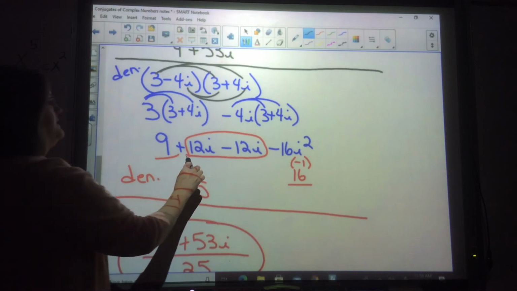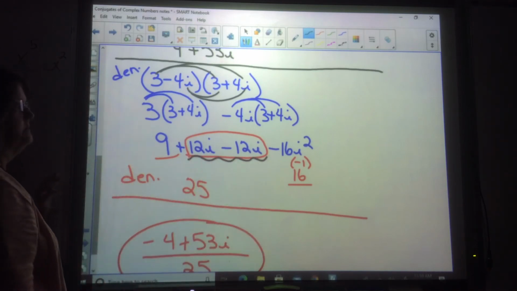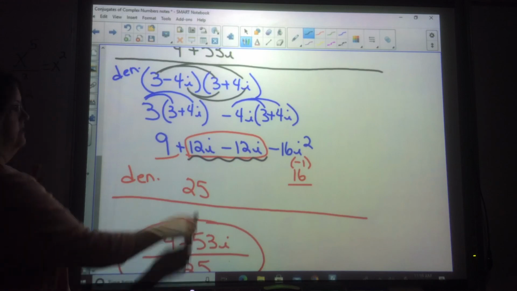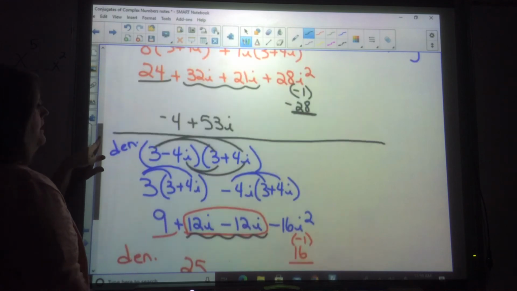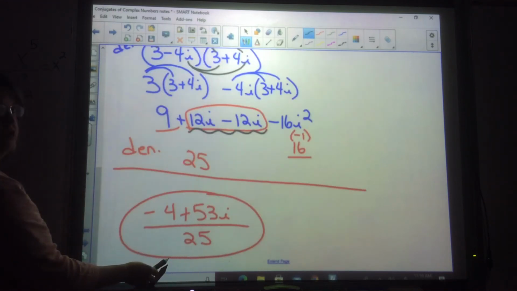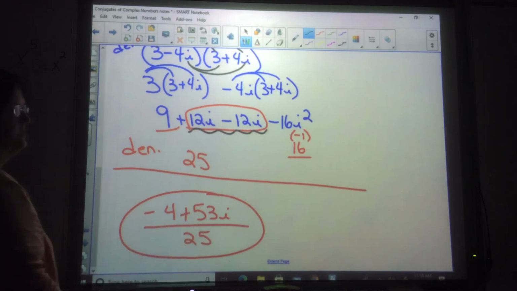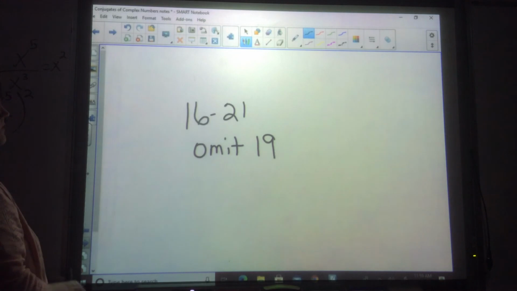And what is supposed to happen here did happen. The middle terms become 0. That cancels out the i. So I no longer have an i in my denominator. So my numerator is negative 4 plus 53i. My denominator is 25. And if this simplified, I would simplify it. It does not. Thank you.